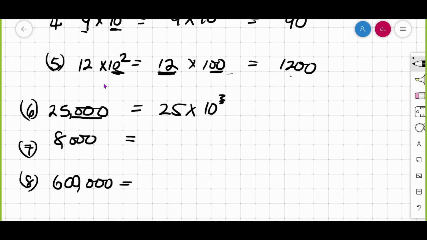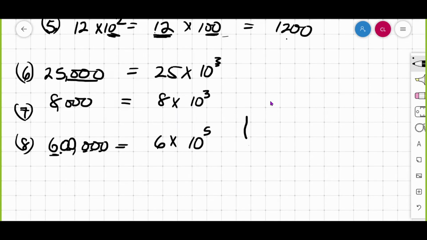Number 7. What would 7 be equal to? 8 times 10 to the third power. What about number 8? 600 times 6 to the fifth power. To the fifth power. 1, 2, 3, 4, and 5. Alright. Are we clear on that? Any difficulties with those?